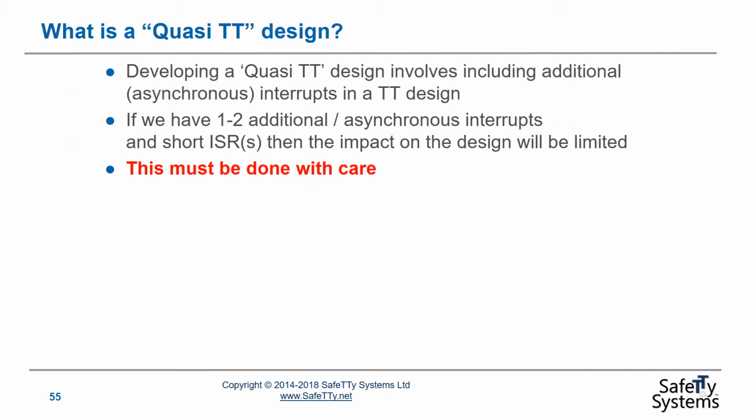So a quasi-TT design involves including additional asynchronous interrupts in a TT design. If we have only 1 to 2 additional asynchronous interrupts and short interrupt service routines, then the impact on the design will be limited. Nonetheless, this must be conducted with care.